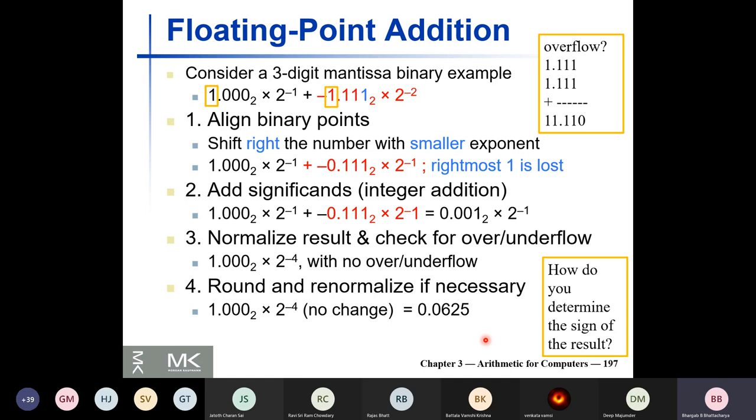Well, we'll give you an example of this rounding in a later slide. So there are three important issues here. One, you shift the number with the smaller exponent. Two, there is integer addition, but overflow doesn't arise here. Three, the sign is taken care of by looking into the exponents and the signs of the originals.